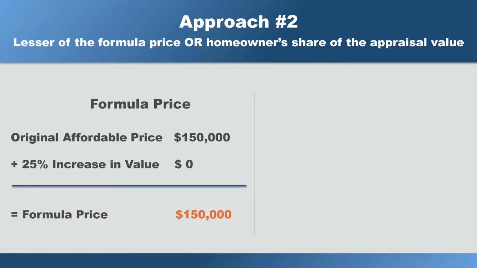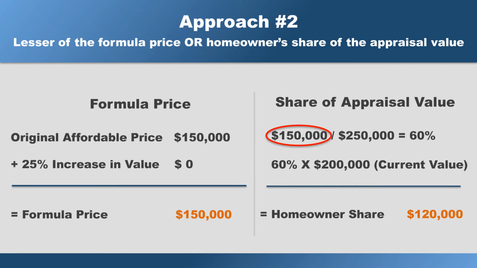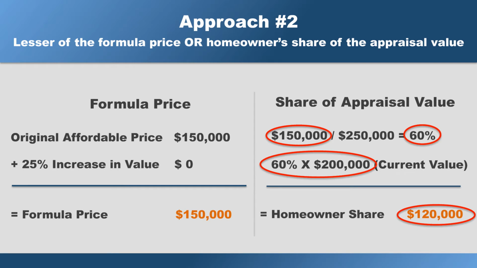the appraised value. When they bought the home initially, their $150,000 investment represented 60% of the total cost. So their share of the market value is 60% of $200,000 or $120,000. So in this case, the lesser of those two numbers is $120,000 rather than $150,000 of their formula price.